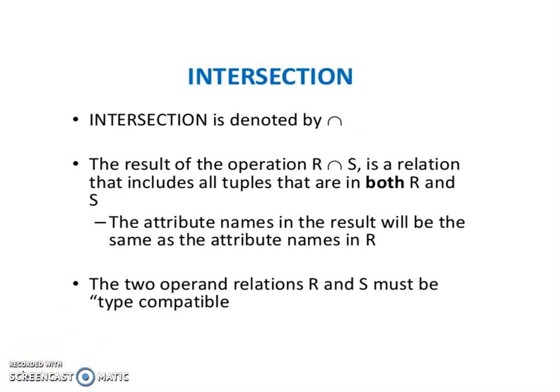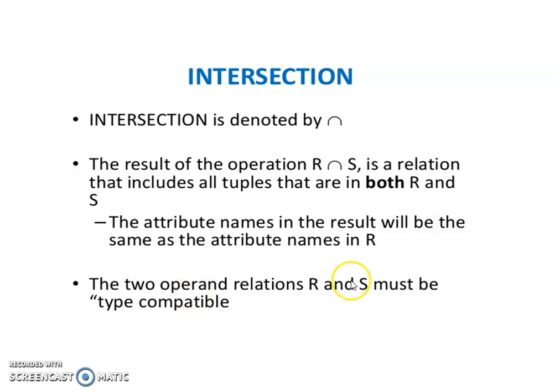Next one is intersection. Intersection is denoted by this symbol. The result of the operation R intersection S is a relation that includes all tuples that are in both R and S. The attribute names in the result will be the same as the attribute names in R.